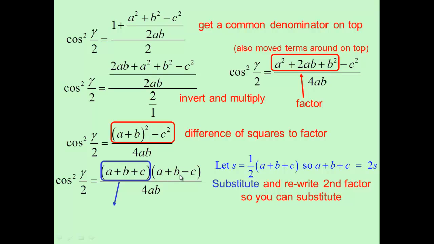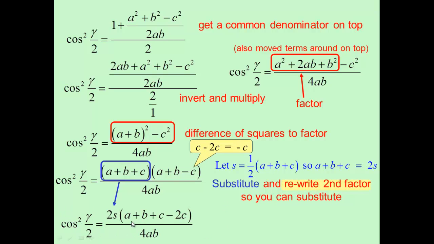This is a plus b minus c, so I cannot replace it with 2s. But I'm going to cheat here a little bit. Inside this set of parentheses, I'm going to add a c, so I can replace it with 2s, and subtract a c at the same time. So I get a plus b plus c, and then minus 2c's. This a plus b plus c then gets replaced with 2s.